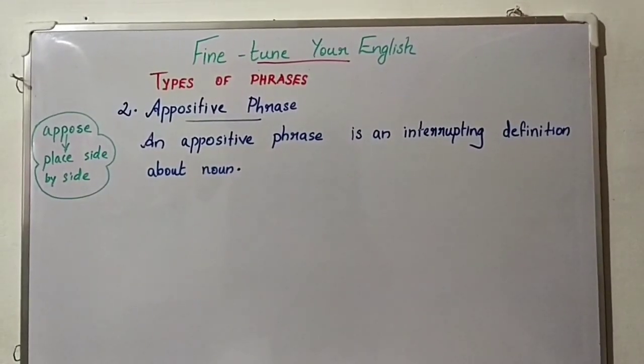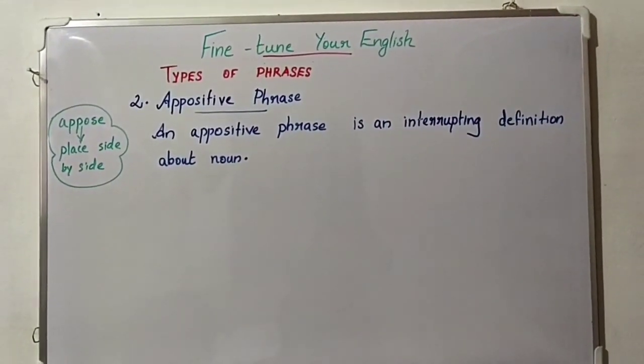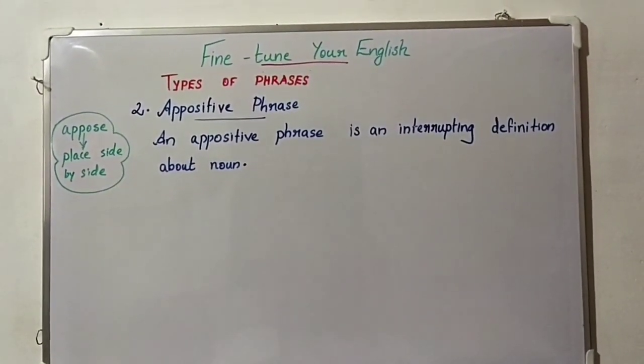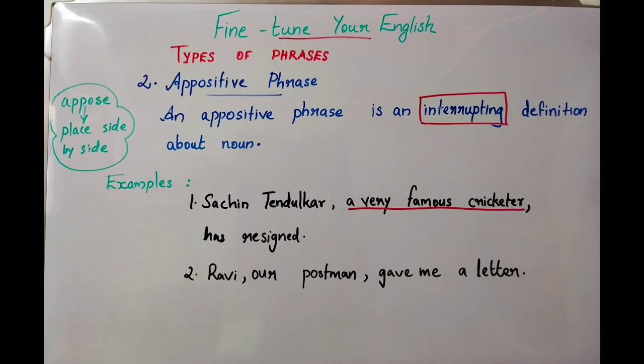The word appositive is evolved from the word oppose, which means place side by side. An appositive phrase is a phrase which is kept along with or side by side with a noun. An appositive phrase is explained as an interrupting definition. So, it's an extra thing added to the sentence as additional information about the noun. So, the sentence will be complete if we take out this appositive phrase from the sentence. See the example given below, it will be clear.